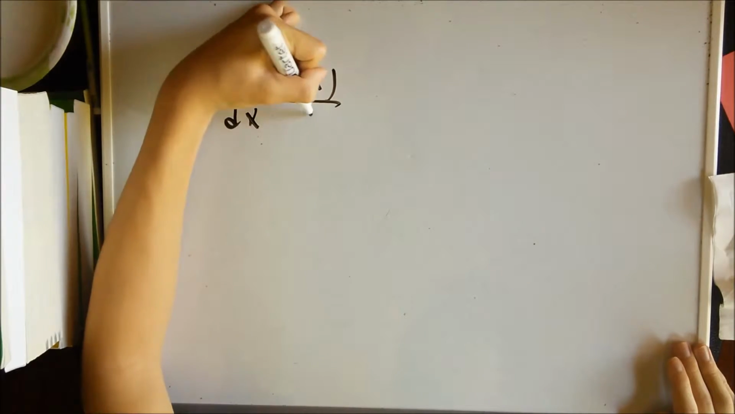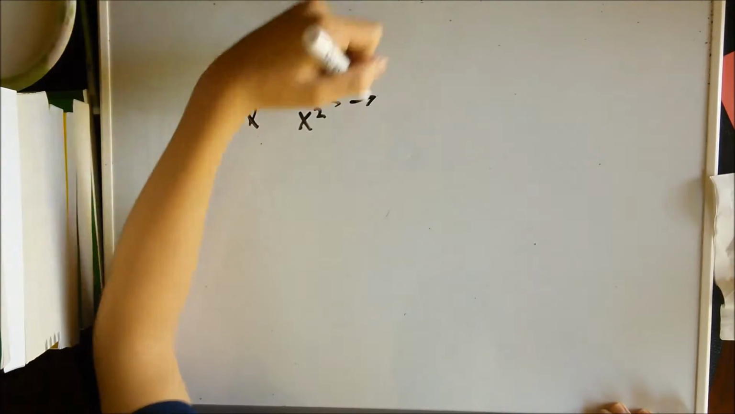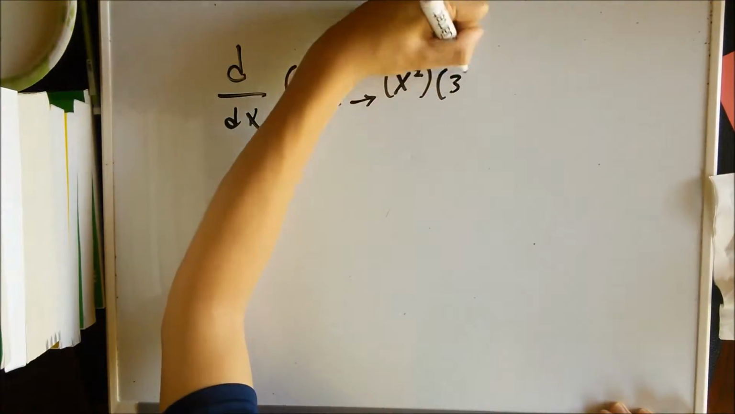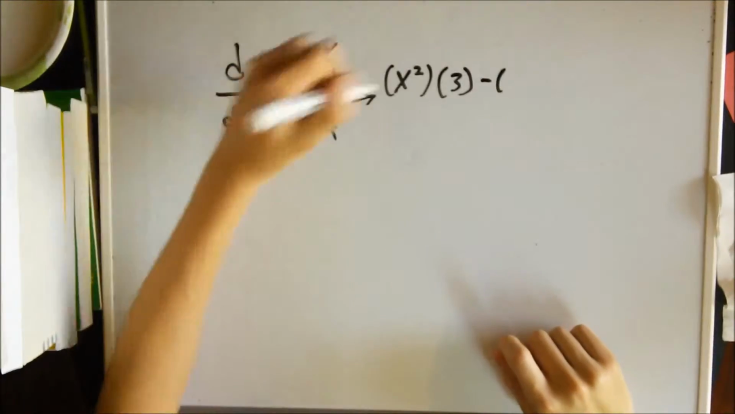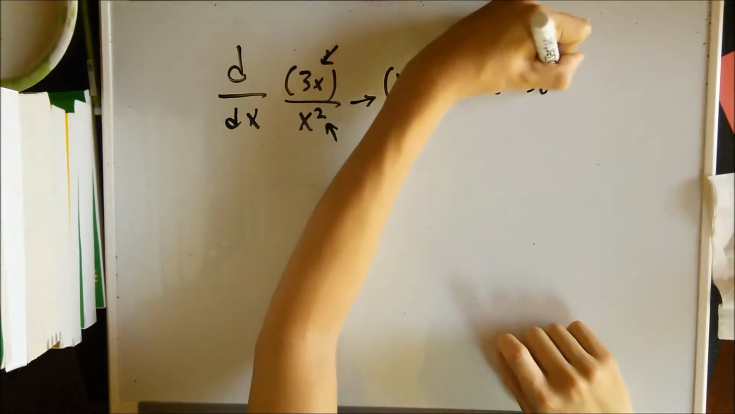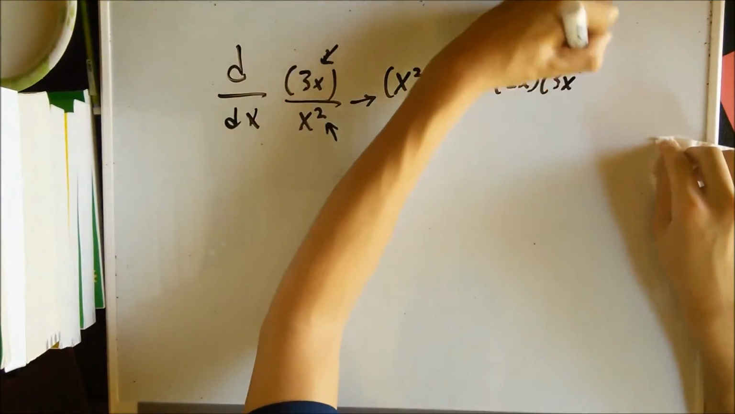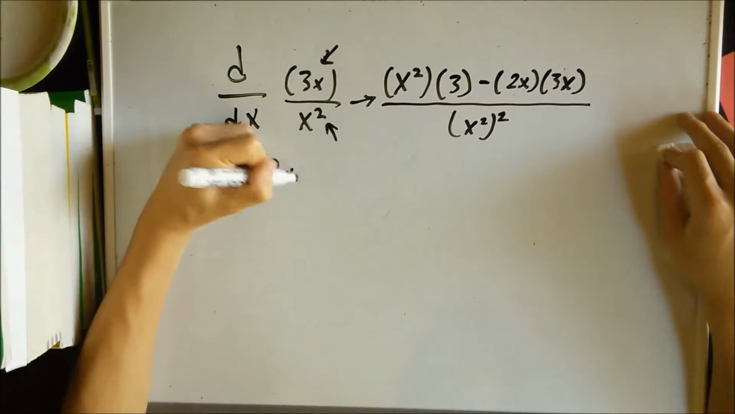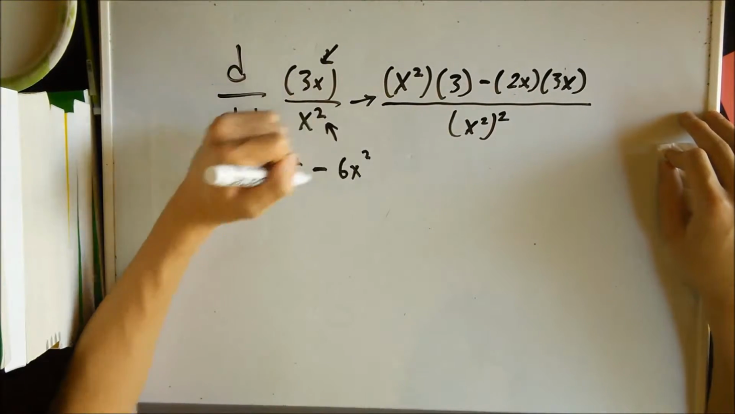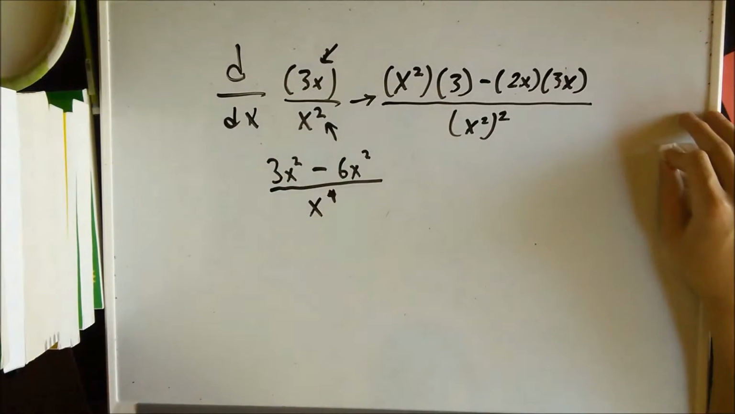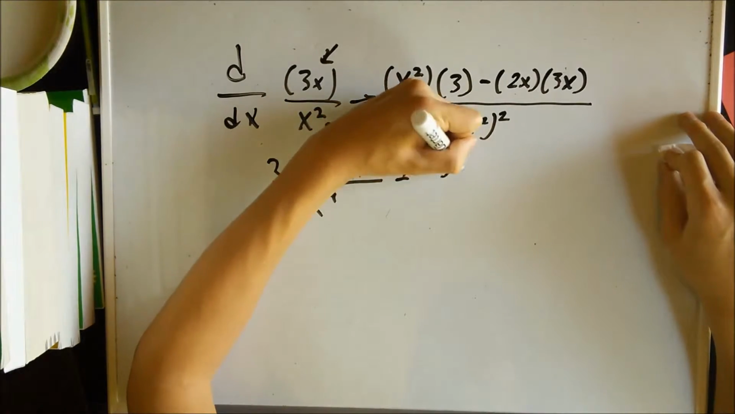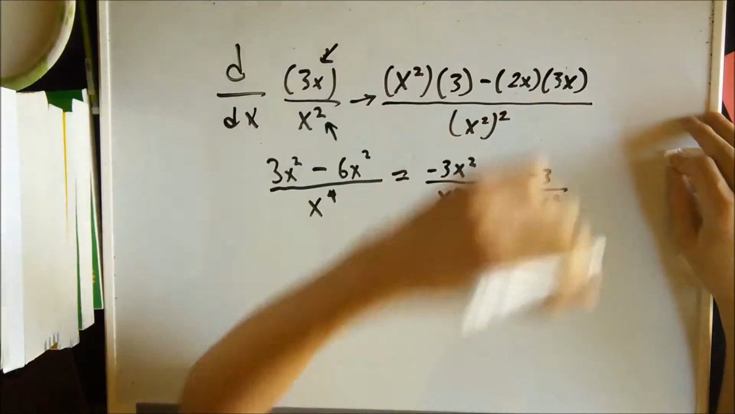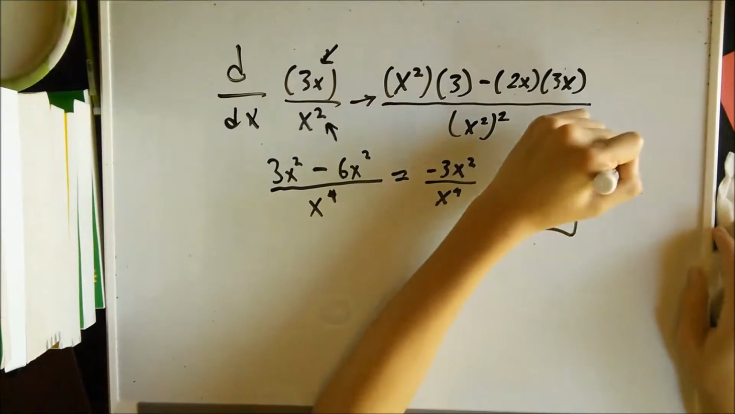So we have 3x divided by x squared. So like I said earlier, we take the bottom function, multiply it by the derivative of the top function, so x squared times 3 minus the derivative of the bottom function times the top function, which is 2x times 3x, all divided by the bottom function squared, which we should get x to the 4. After we simplify that, we should get negative 3x squared divided by x to the 4th. And simplify it again, we should get negative 3 divided by x squared.